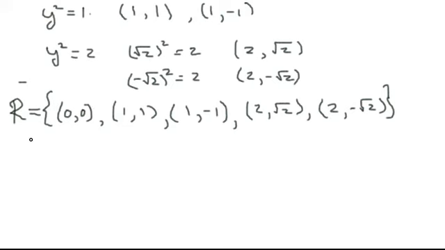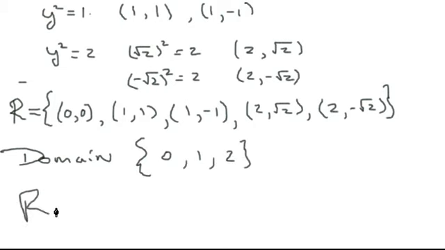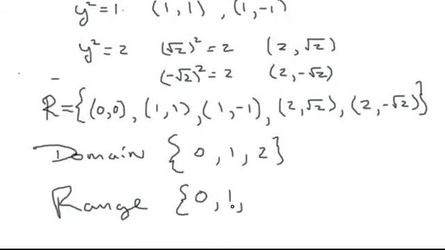But let's look at the domain here. So the domain, what's in the domain? Well, we defined the domain up here as 0, 1, and 2. But what is in the range? The range is going to be 0, 1, so we have 0, 1, what else is in our range? Negative 1, square root of 2, and negative square root of 2.